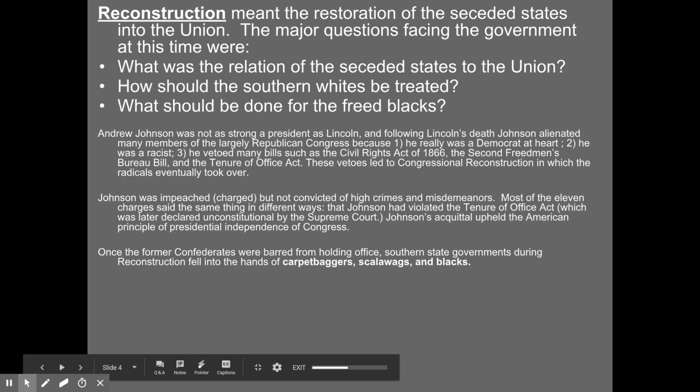If you don't know what Reconstruction actually is, it's the restoration of the seceded states into the Union. The major questions that faced the government at the time, and we've kind of already talked about them, is what was the relation of the seceded states to the Union? How should Southern whites be treated, and what should be done for free African Americans?